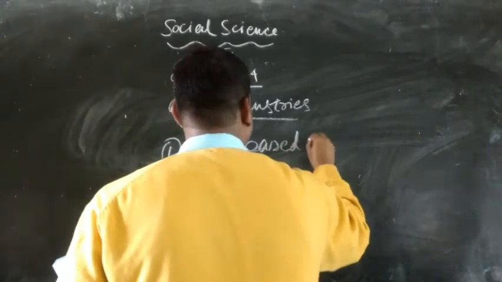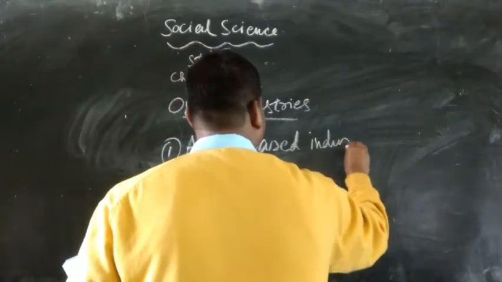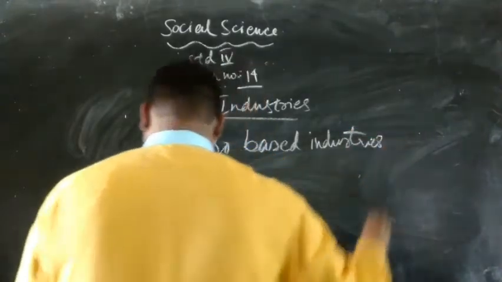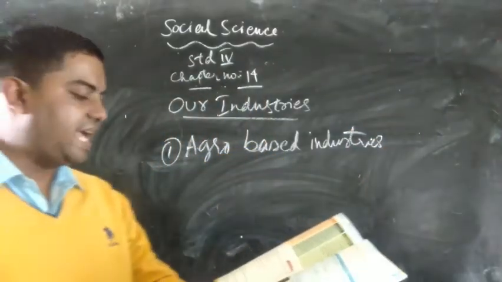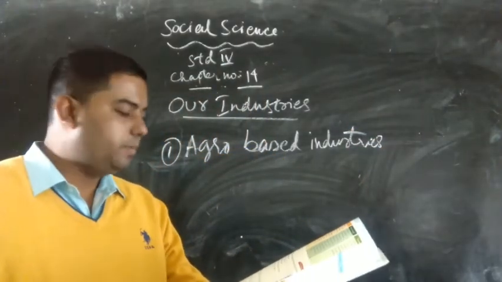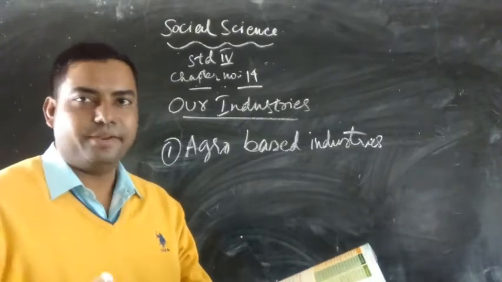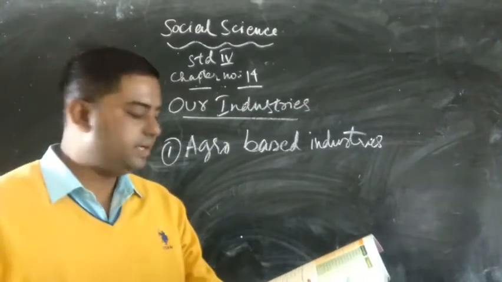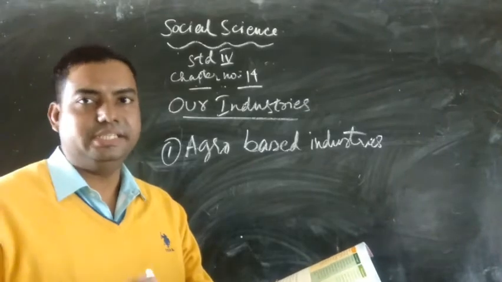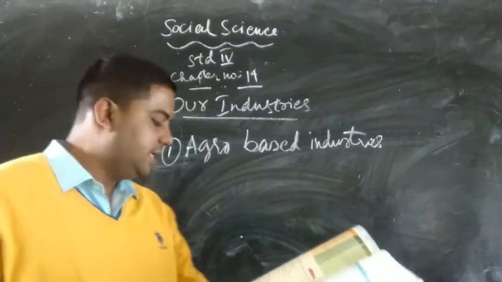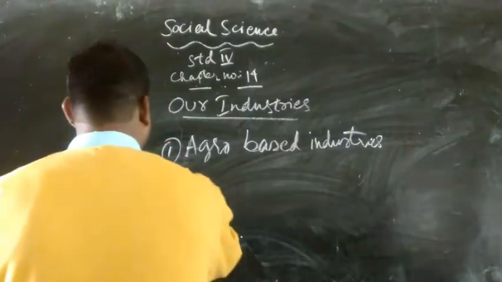Now what are agro-based industries, students? They use agricultural products as the raw materials. So agro-based industries are those industries which use agricultural products. For example, the textile industry, food processing industry, they all require agricultural products. The second is mineral-based industries.